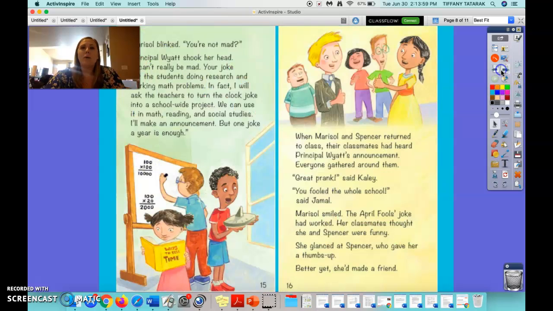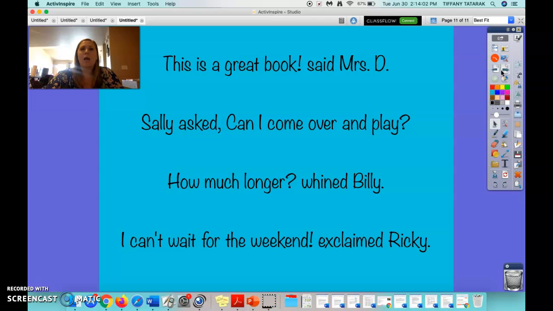All right, before we go, we're going to do one more thing. I have some sentences here, and we need to add in the quotation marks. Like I said before, I'm seeing these words like said and asked, and whined is another one. Exclaimed. Okay, so those are good signals to be like, hey, someone's talking. We need those quotation marks. So let's figure out where to put them.